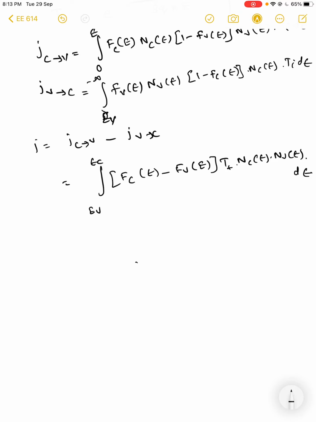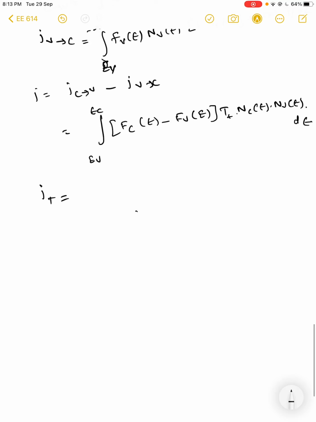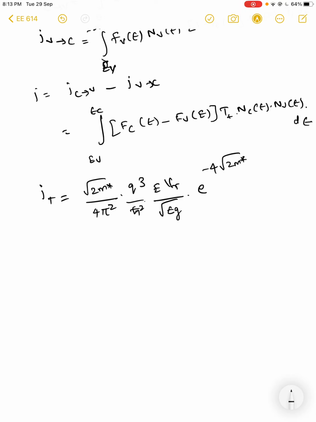Sorry. So if everything is substituted, the total tunneling current can be calculated to be root 2 m star by 4 pi square, q cube by h bar square, E, the electric field in the junction, VR, the actual potential applied across the reverse bias potential, divided by root EG. EG once again comes from the barrier height that we previously calculated, e power minus 4 root 2 m star EG power 3 by 2 by 3 q E h bar. There are a few things that we can qualitatively understand here, right?